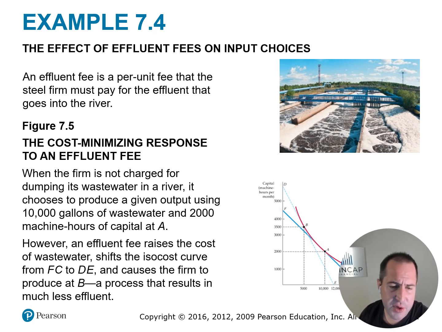An effluent fee is a fee per unit that the steel firm must pay for the effluent that goes into the river. So effectively, this is a pollution tax. The cost minimizing response to an effluent fee: when the firm is not charged for the dumping of the wastewater, it's used to produce at a given output of 10,000 gallons of wastewater. However, an effluent fee raises the cost of wastewater, shifts the isocost curve, and causes the firm to produce at B, a process that results in much less pollution. So, basically what they're saying here is if you penalize pollution, theoretically, you get less of it.